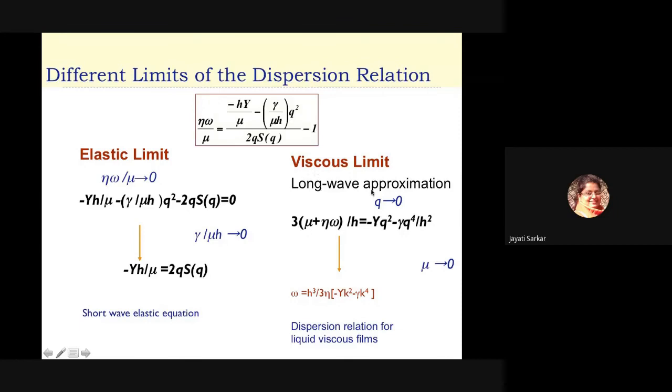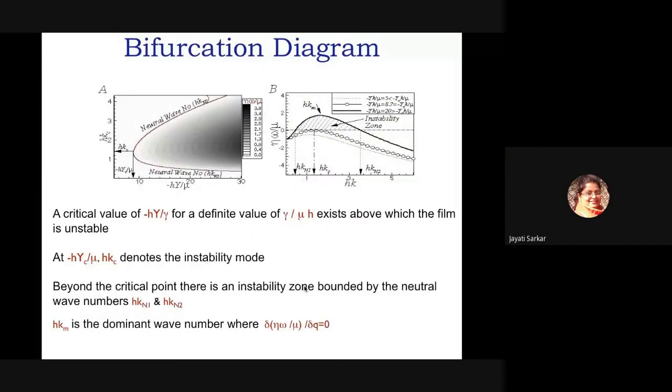Similarly, if we take the viscous limit, where we have taken a long-wave approximation, where the wave numbers are approaching zero, then we will get this dispersion relationship. If the shear modulus or the elasticity is zero, this is exactly the dispersion relation that we had got for viscous films. So basically, we can get the asymptotic cases if we take different regimes. But if we are talking about a viscoelastic film, one can see that there is a critical stiffness beyond which there is instability in the system.